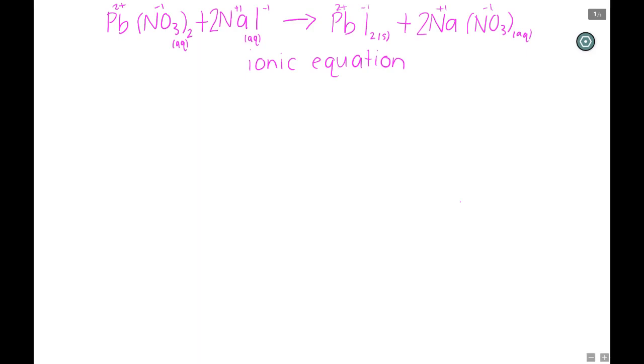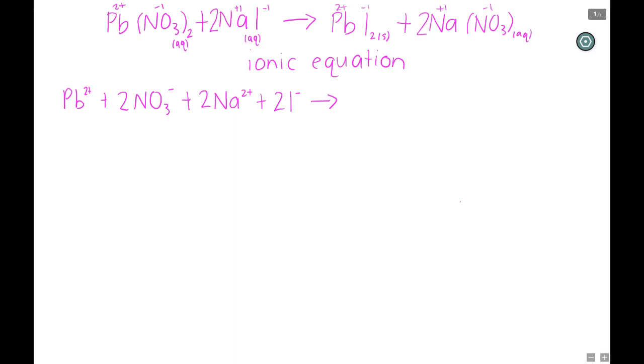So what we need to do is break down our compounds into their individual ionic components. So we'll start with our lead. And now we need to include the charges because they are all ions. So lead has a charge of 2+, and then we're just bringing this 2 of the nitrate to the front. Nitrate has a charge of -1. And then breaking apart this sodium iodide into its 2 ionic counterparts. And then moving on to the other side of the equation.